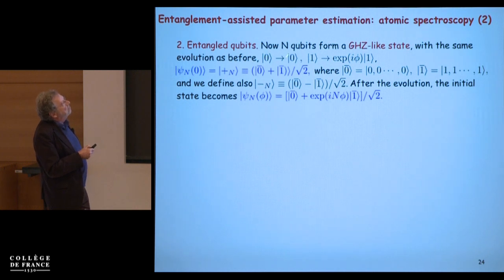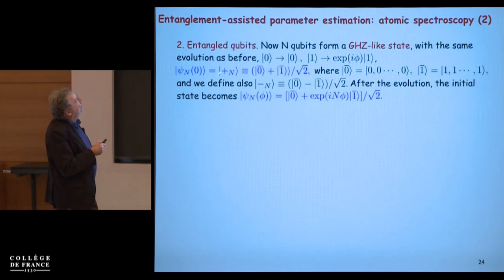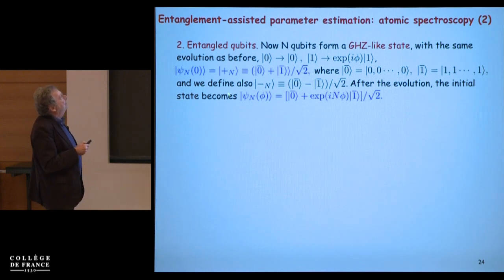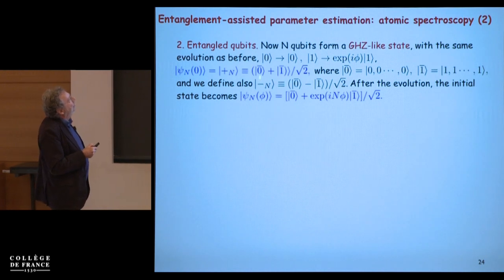The state 0 does not change. The state 1 gets dephased. And we define this state here, plus n, as the superposition of n zeros and n ones, like this. See? A GHZ state would be a special example of that with 3 qubits. And we define also minus n as the superposition with a minus sign. So after the evolution, this initial state becomes this one. You see here the phase reinforcement already.